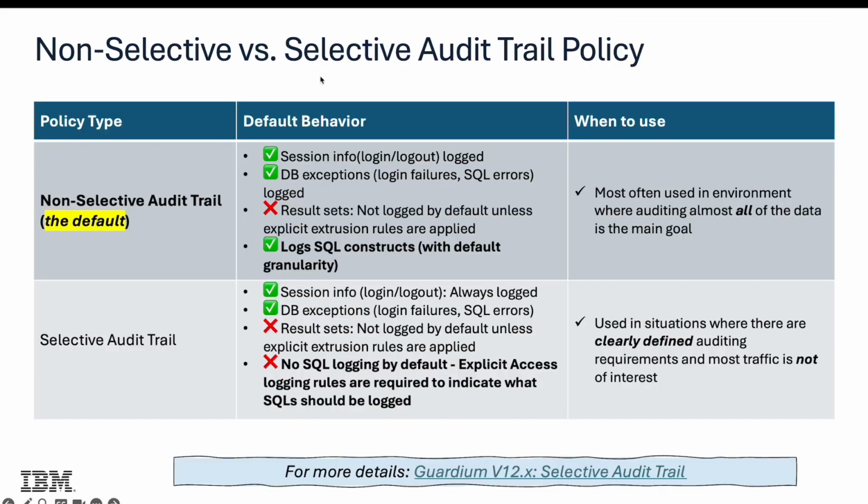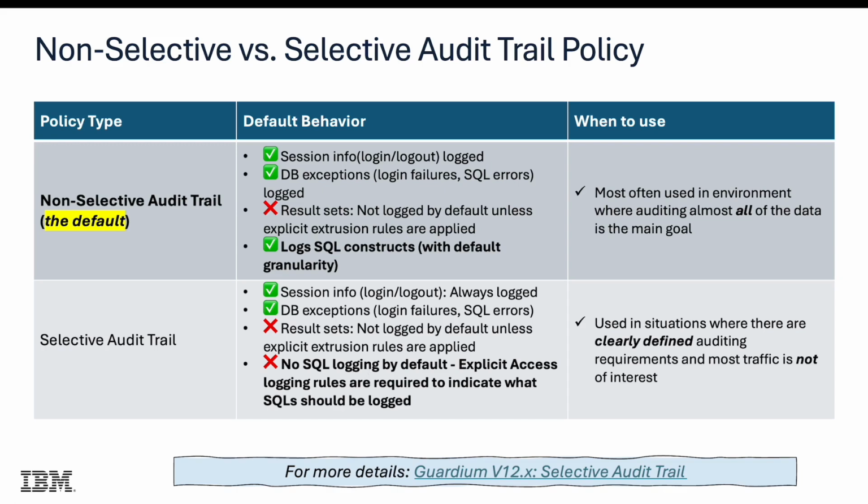I've put together a table to compare non-selective and selective audit trail policies and when to use which. First, the defaults they share. Both log session information and database exceptions by default. Result sets only get logged if you explicitly set up extrusion rules. The key difference is in the second column, highlighted in bold. SQL statement logging. Non-selective audit trail logs all SQL constructs by default. Selective audit trail logs no SQL by default.